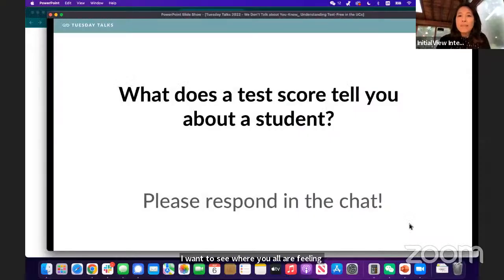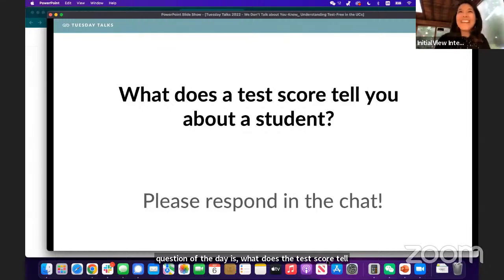Wonderful. Well, as we start the conversation, I'm going to put up a chat question, because I love starting with a chat question. I want to see where you all are feeling. My first question of the day is, what does a test score tell you about a student?